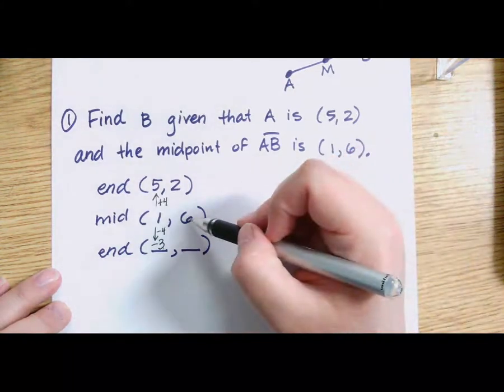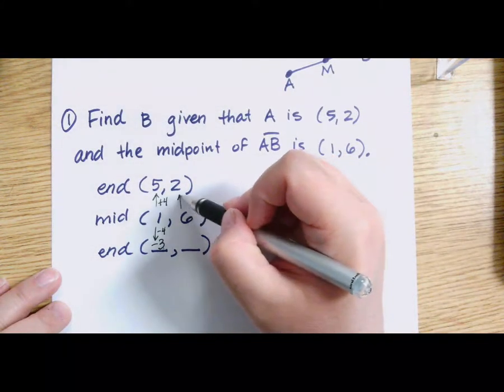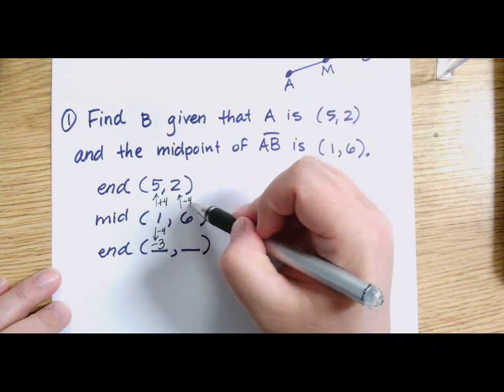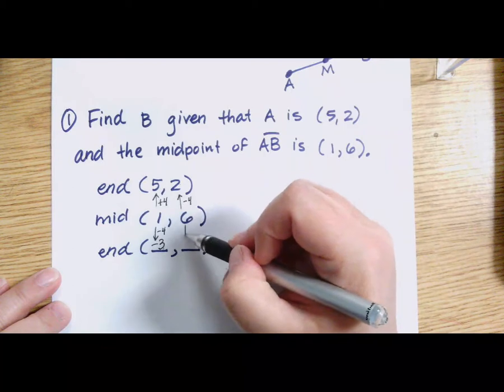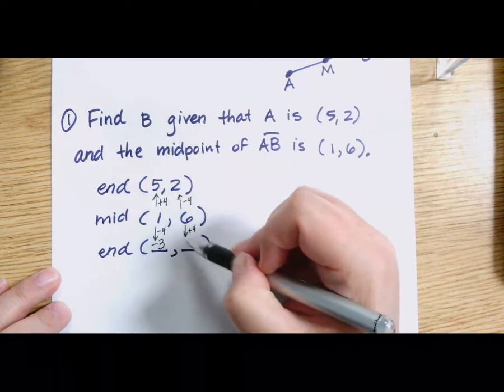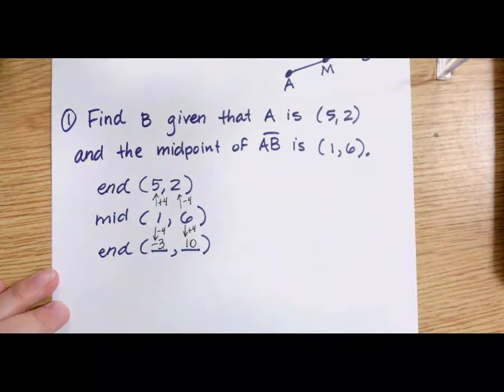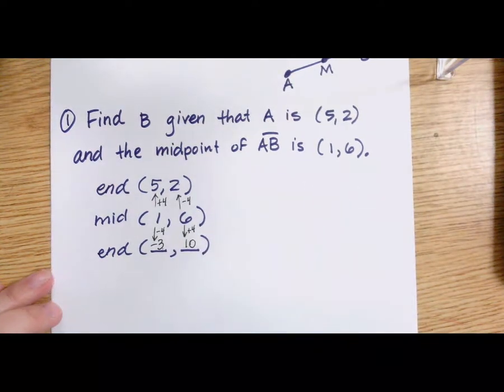If 6 is in the middle, from 6 to 2, going in one direction from the middle to the end, that takes you down 4. So going the other direction would be up 4. And it's just coincidence that I used the same numbers here. I did not mean to do that. Okay, so it turns out the missing endpoint is at (-3, 10).